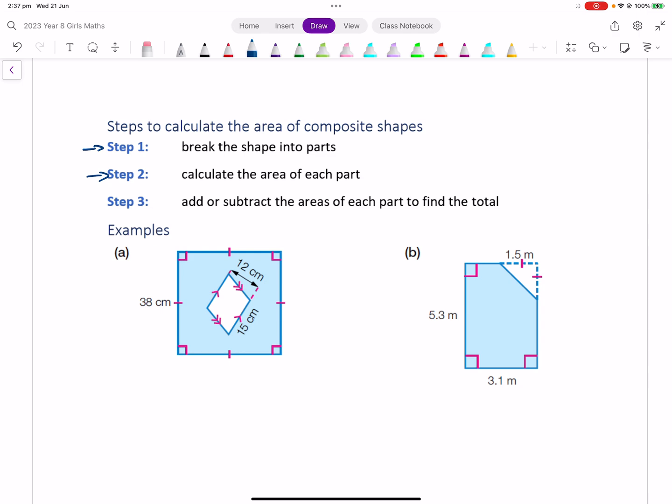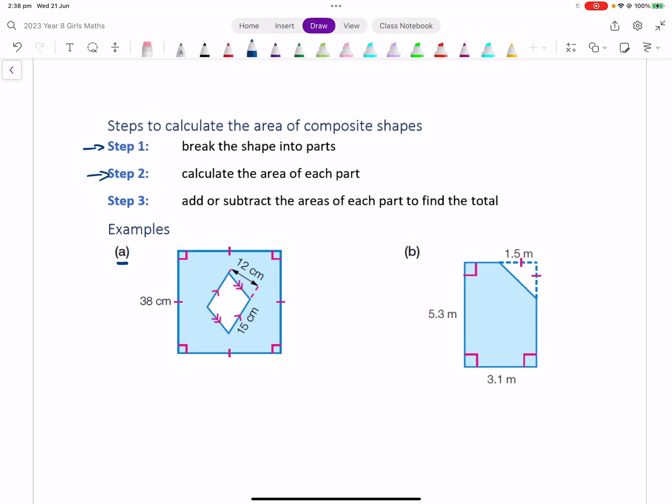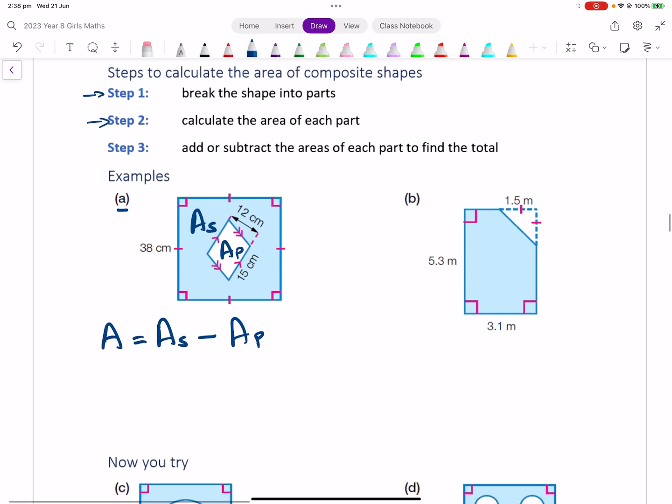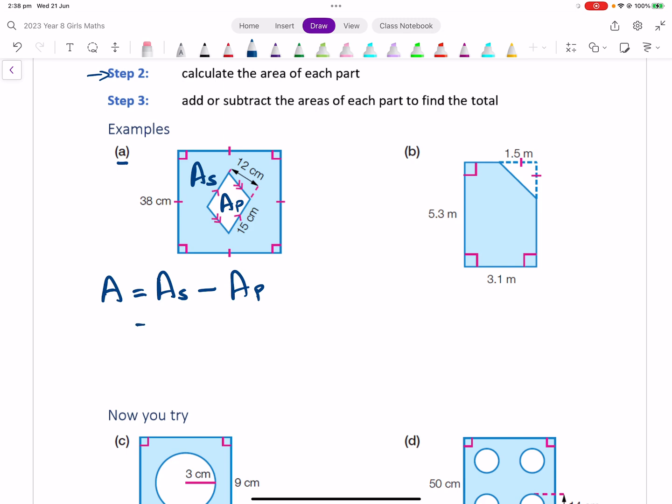So here's an example. It's the example we had above where we've got a parallelogram that's been chopped out of a square. So what we're going to do is say that the area that's remaining is the area of the square, AS, minus the bit that's been chopped out, the area of the parallelogram, AP. I don't mind if you use A1 or A2. It's just that this is a great way to communicate your solution.